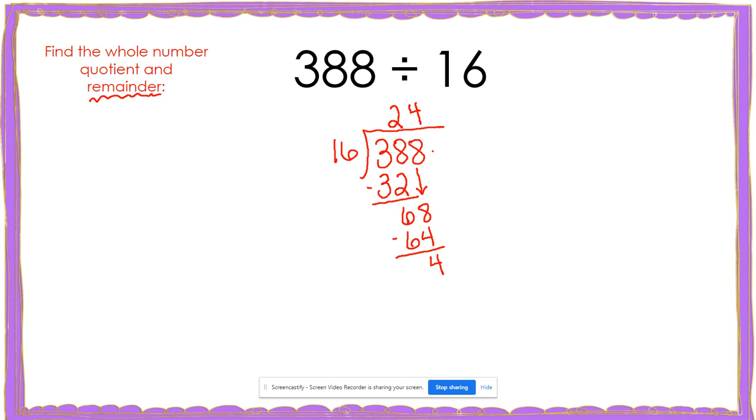But what I notice is that there is nothing left in my dividend to bring down. That means that I have a remainder of 4. So if I take 388 and divide it into 16 equal groups, each group will have 24 in it, but there will be 4 remaining leftovers.